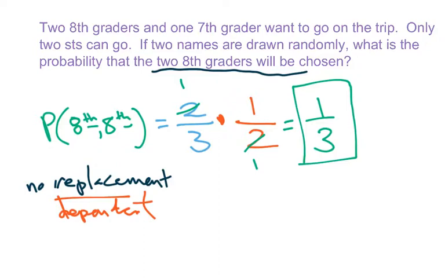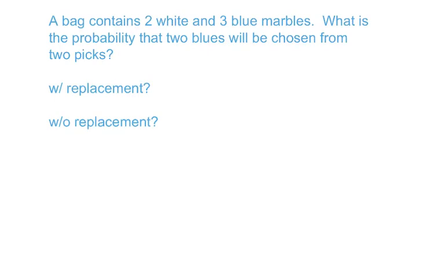Hey, we got another one. Let's do it. A bag containing marbles. We've all seen it, or at least we've seen it hundreds of times in our Saxon books. Maybe we don't even know what a marble is, but then I'd say, well, you're not paying attention to Christmas time. So a bag contains 2 white and 3 blue marbles. What is the probability that 2 blues will be chosen from 2 picks? So we're just going to go in that marble bag twice.